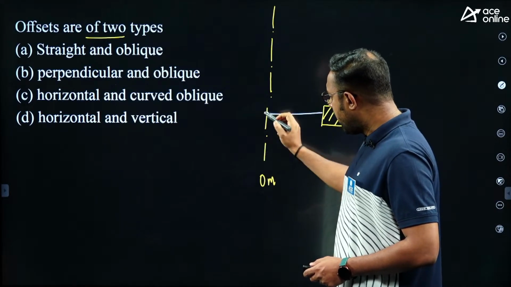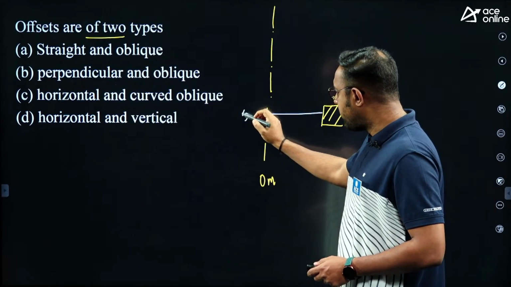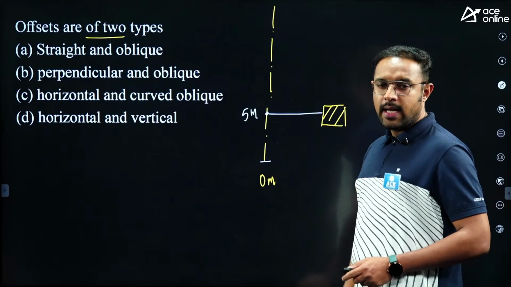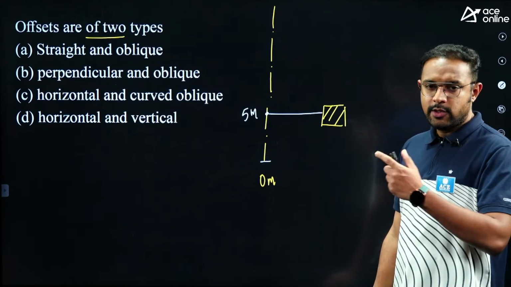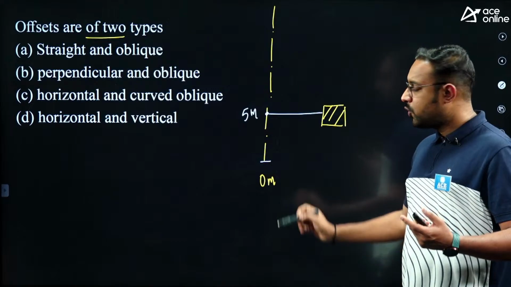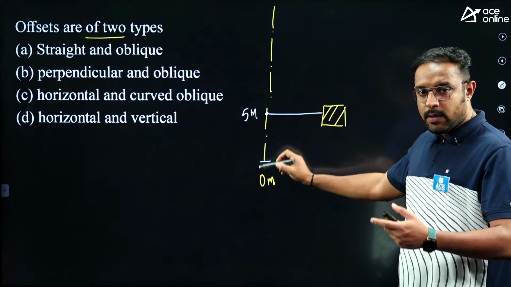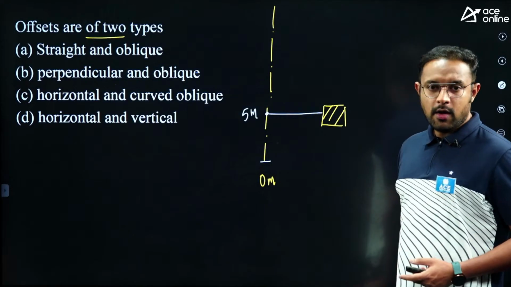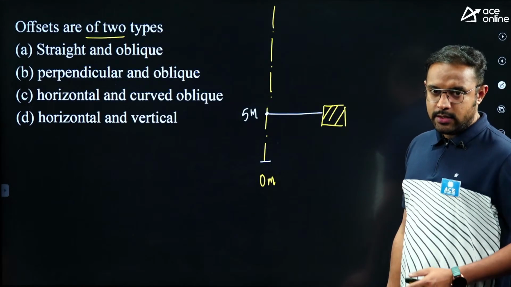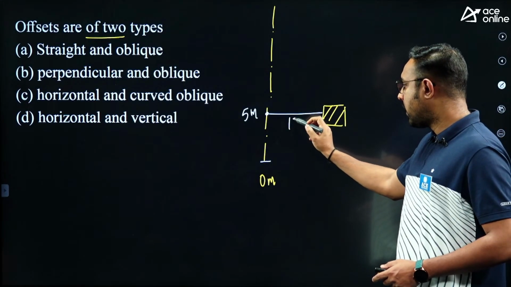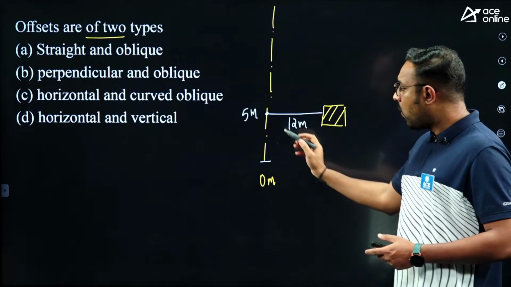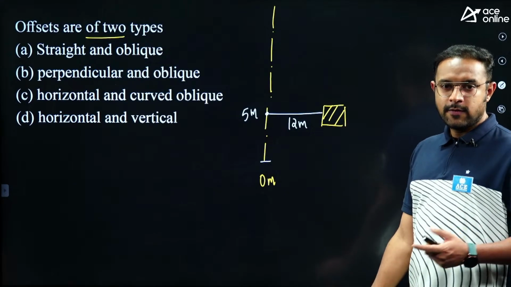For example, if this point is at 5 meter distance from the starting point, what is this 5 meter distance called? It is called chainage. Chainage is the distance measured from the starting point along this particular chain up to the foot of this particular offset. We call it chainage. And this offset is something like 12 meters. Another question they can frame is: what is the instrument that you use to measure offsets?